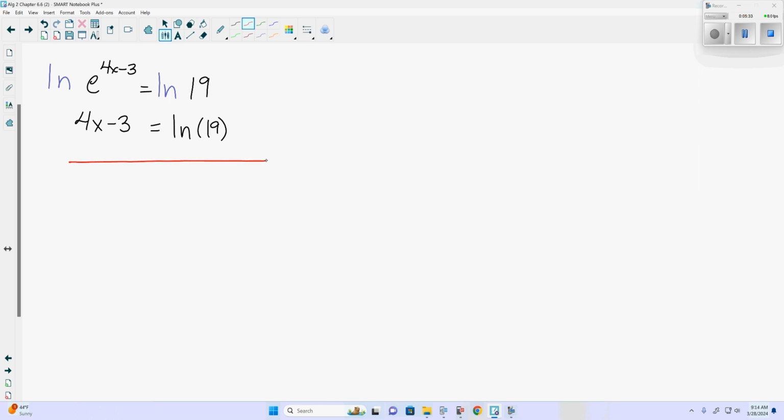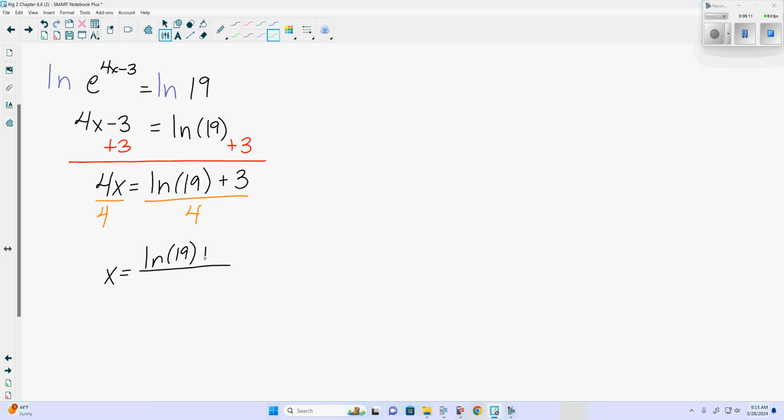Now we need to get x by itself, because that's why we did the natural log, to get that x out of the exponent and make it easier to work with. So the first thing we can do is add 3 to both sides, telling us that 4x is equal to the natural log of 19 plus 3. And last but not least, we would divide by 4, telling us x is equal to the natural log of 19 plus 3, all over 4.